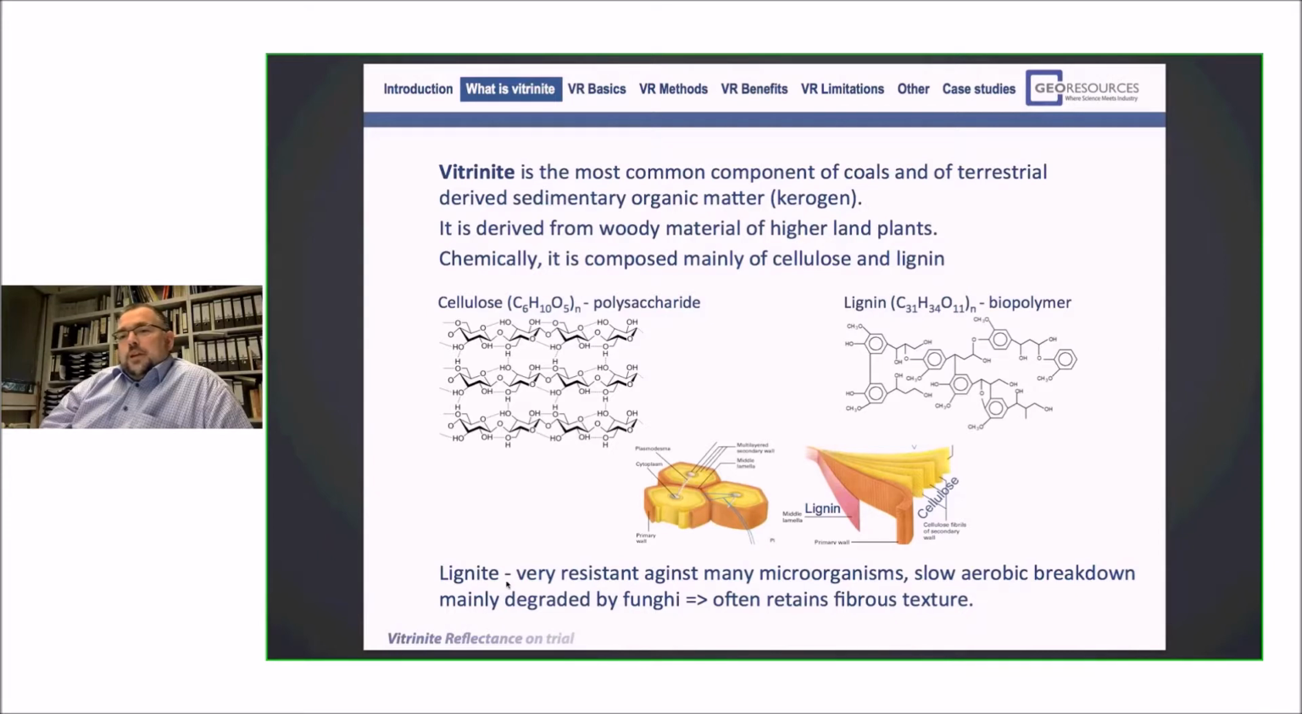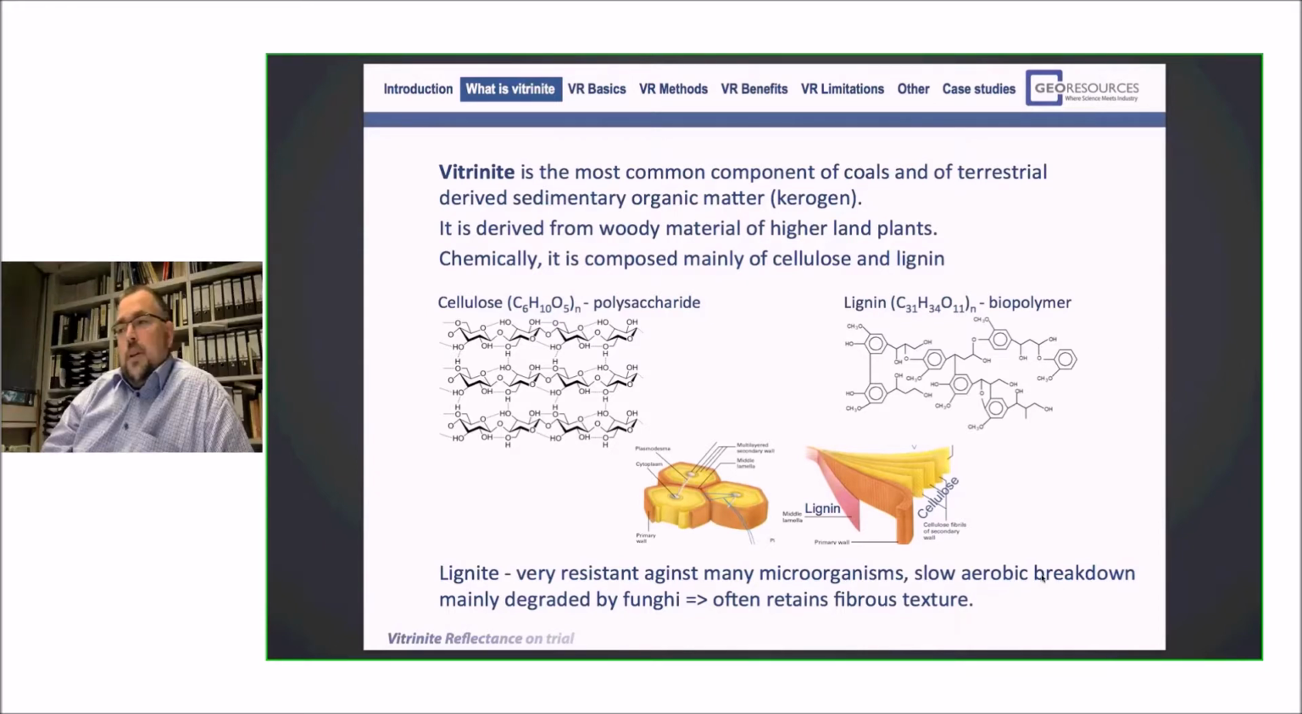That's the reason why plant fragments are that stable. It's not because of the cellulosic infill, but because of the lignin that covers the cellulosic cells. Lignin is very resistant against many microorganisms. It's very slow breaking down in aerobic breakdown conditions. It's mainly degraded by fungi, and that's the reason why phytoclasts, so the particles of plants, are that stable and have such a good preservation potential in organic samples.